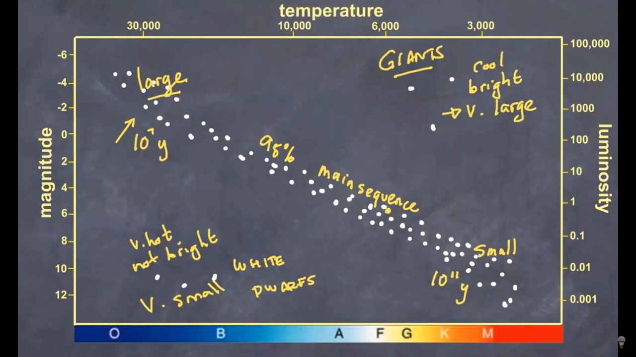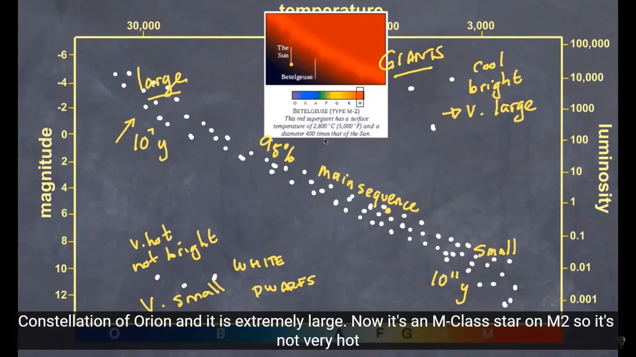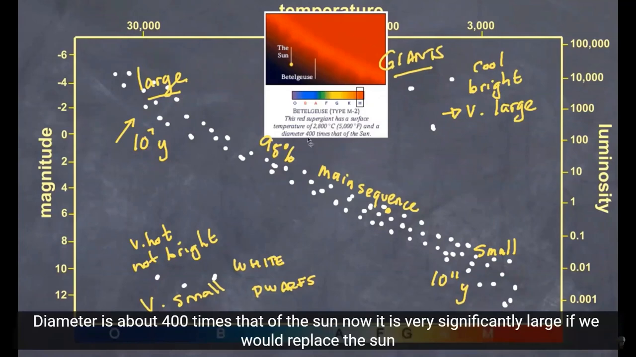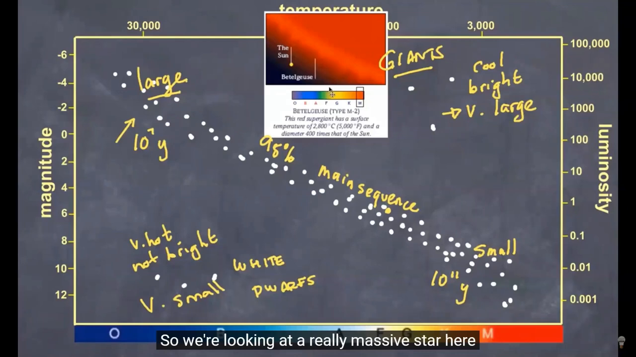What about the giants over here? Again, if we look at the giants, a good example is Betelgeuse. Betelgeuse can be found in the constellation of Orion, and it is extremely large. Now, it's an M-class star, an M2, so it's not very hot: 2,800 degrees Celsius or 5,000 degrees Fahrenheit for the American listeners. Its diameter is about 400 times that of the sun. Now, it is very significantly large. If we were to replace the sun with Betelgeuse, then Betelgeuse would consume not only the inner planets, but stretch as far as Jupiter. So we're looking at a really massive star here.